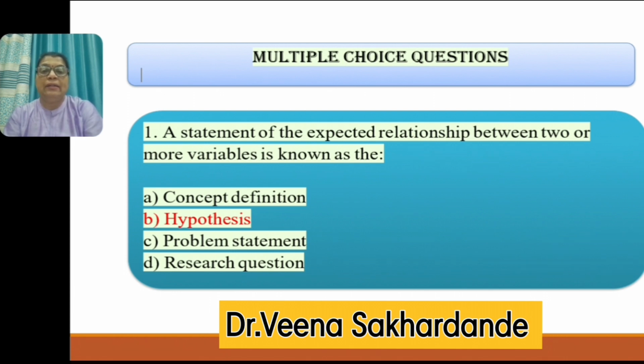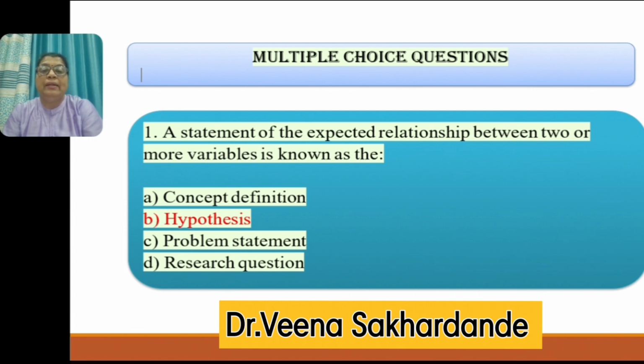Basically we need to understand the concept. So let us start with some multiple choice questions. You can see on the screen multiple choice question, statement 1. A statement of the expected relationship between two or more variables is known as? We have seen in the definition that it is called a hypothesis. So this is the meaning of hypothesis: it is a relationship between two variables or more than two variables.